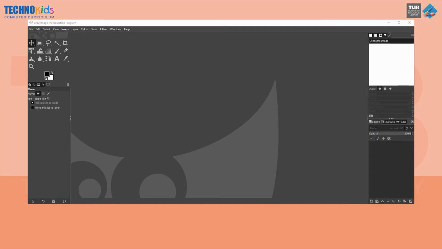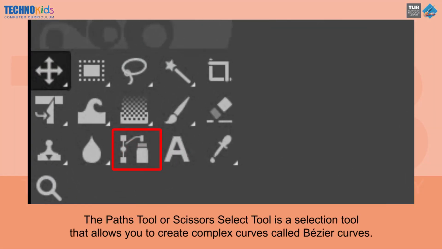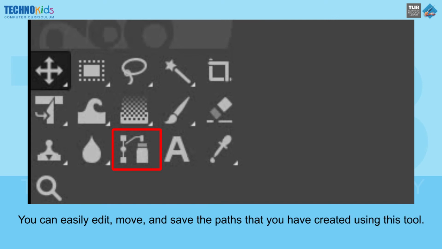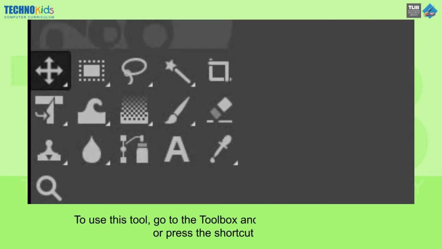Paths tool. The Paths tool or Scissors Select tool is a selection tool that allows you to create complex curves called Bezier curves. You can easily edit, move, and save the paths that you have created using this tool. To use this tool, go to the toolbox and click on the Paths tool or press the shortcut key B.